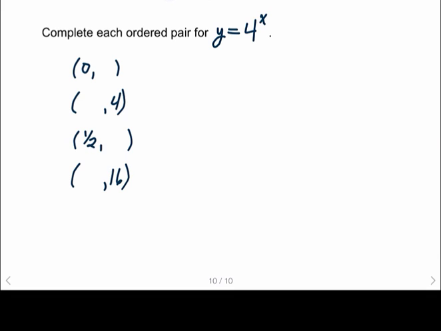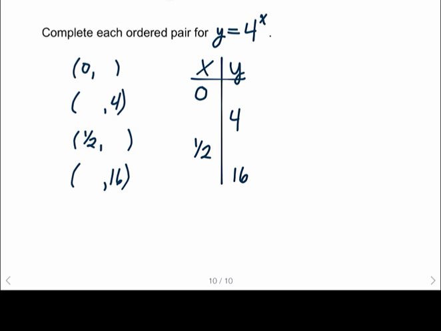For our last example, we're given a function y equals 4 to the x, and we're asked to complete ordered pairs. We have 0, blank; blank, 4; 1/2, blank; and blank, 16. In other words, what we are given is, in each case, either an x-coordinate or a y-coordinate. 0, blank corresponds to an x-coordinate. Blank, 4 means they gave me a y-coordinate. Likewise, 1/2, blank means they gave me x, and blank, 16 means they gave me a y. Now we just have to figure out, for y equals 4 to the x, what the other number is.